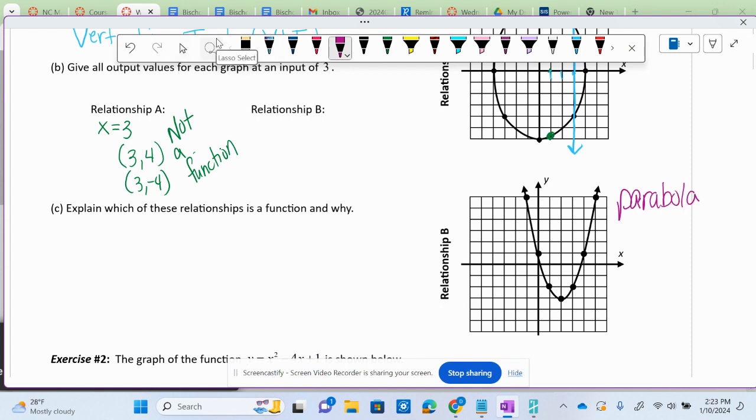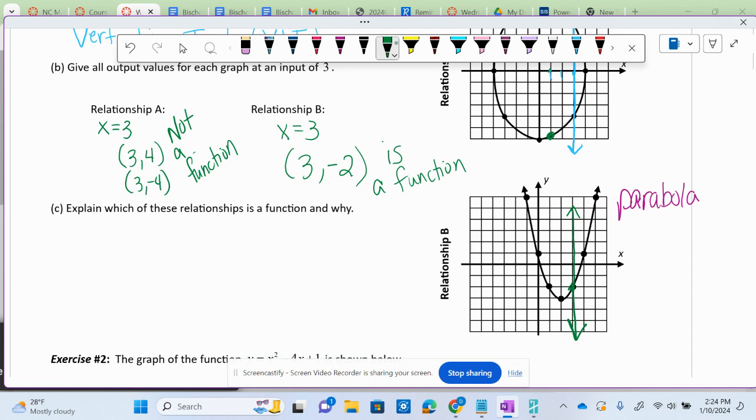So this relationship B, when I go to x equals 3, 1, 2, 3, and I draw my vertical line at x equals 3, how many times do I touch the graph? Yeah, I only touch it one time. So when x equals 3, I get the ordered pair 3, comma, negative 2. That's where that point is. So this one is a function. This action that we're doing is called the vertical line test, okay? So just remember, it can only touch the graph one time.